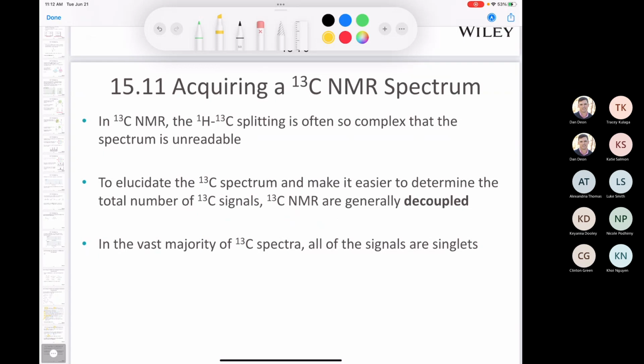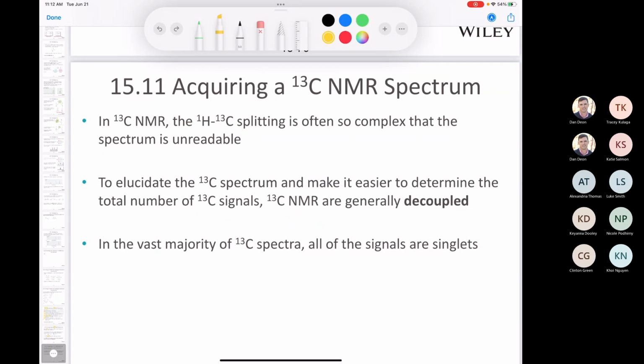In carbon-13, if you're wondering, shouldn't you get coupling between a carbon-13 nucleus and a proton? If a carbon-13 nucleus is attached to a proton, then there should be splitting. And the answer is, yeah, there is. However, since protons are abundant, the splitting is often so complex that the spectrum becomes very difficult to decipher. It's practically unreadable, and that's not useful for us at all.